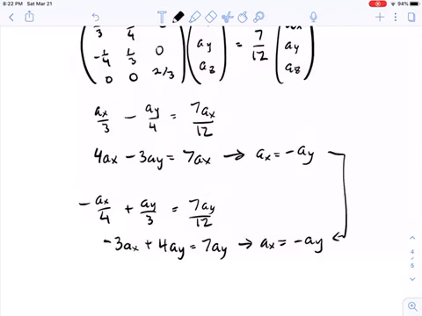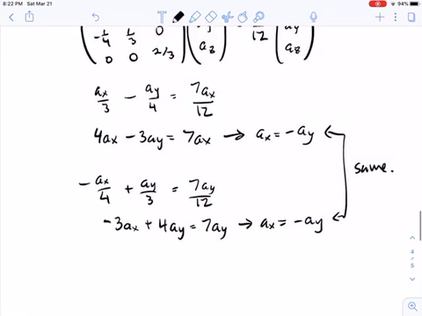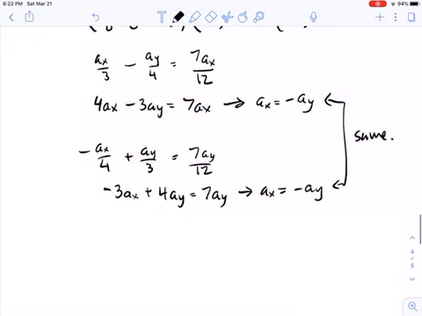So these are the same. The third equation is going to be 2/3 az is equal to 7/12 az. And like last time, the only possibility is az is equal to 0.